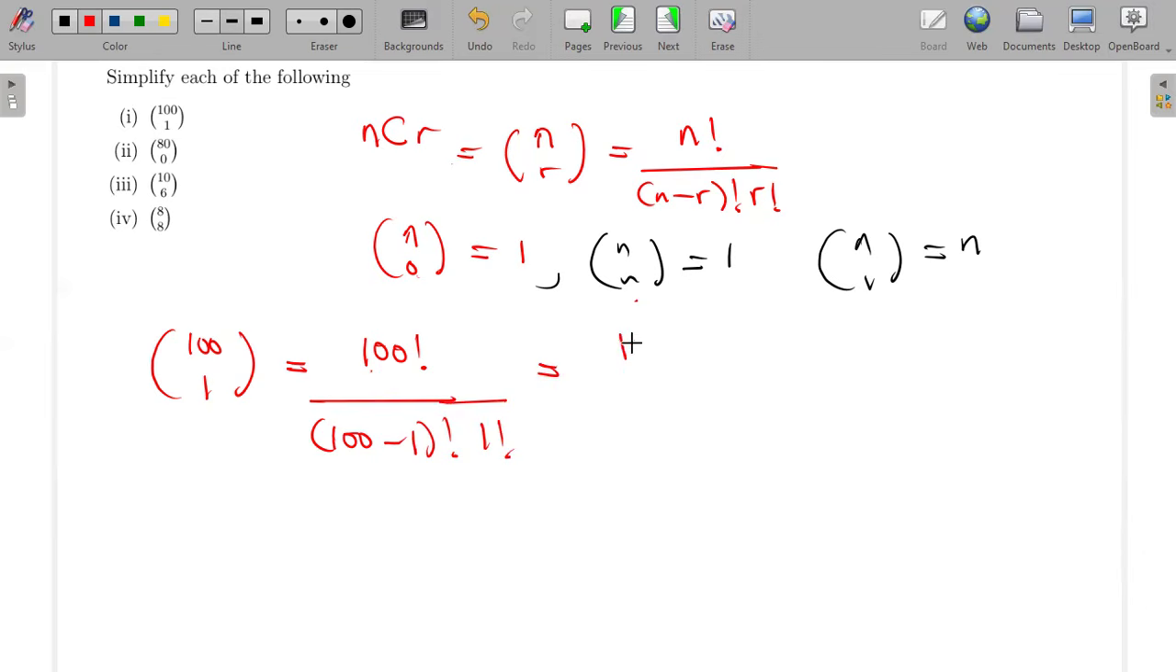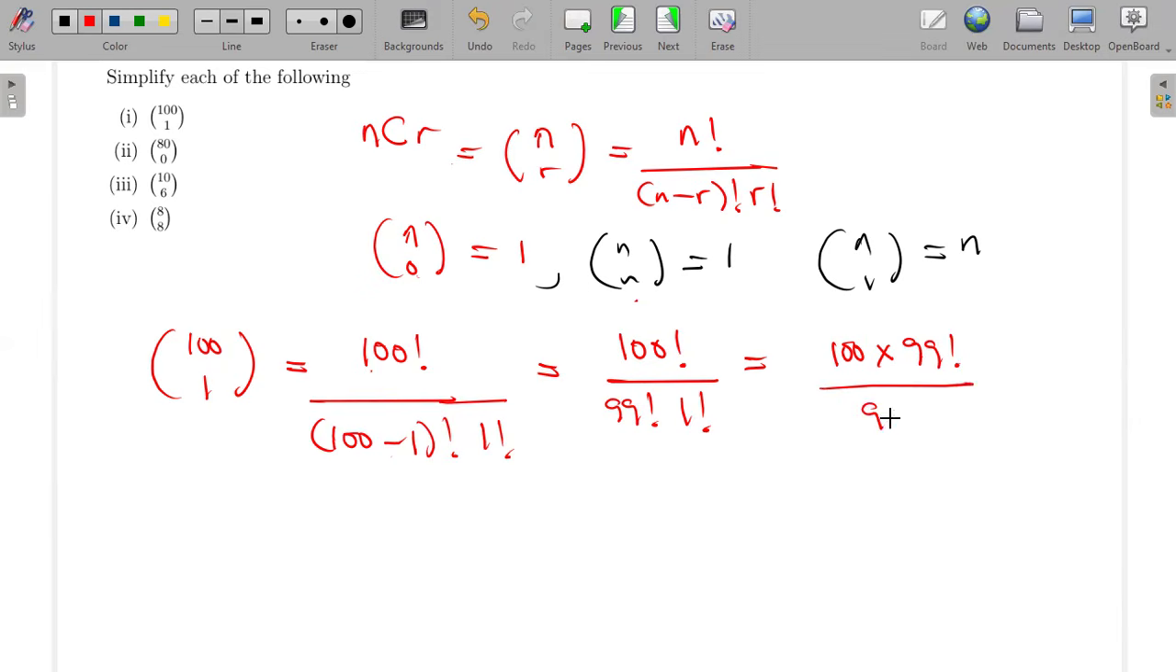Okay, so this is going to be 100 factorial, then divided by 100 minus 1, which is just going to give us 99 factorial. And then you have 1 factorial. So here you can simplify to say this 100 factorial can be written as 100 multiplied by 99 factorial, since it's a product that continues down the line that way.